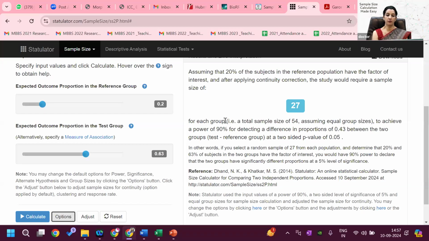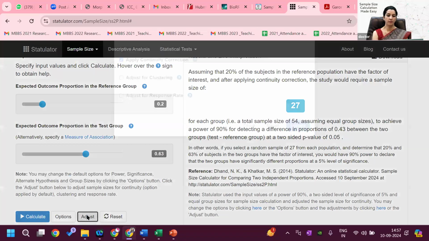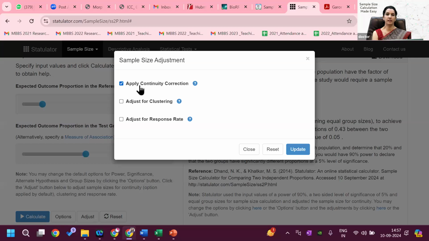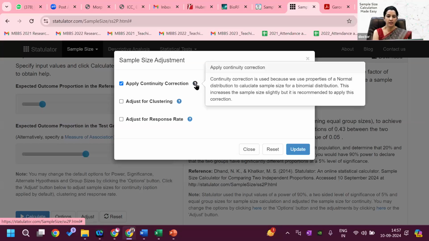But if you see the write-up, it is writing that assuming 20% of the subjects in the reference population have the factor of interest, which is poor glycemic control, after applying the continuity correction. And continuity correction, if you come to this adjustment, it is already ticked. Generally you can untick it if you don't want it, but we recommend having this continuity correction. And you can see there's a question mark. If you just hover over it, you can see what continuity correction is.